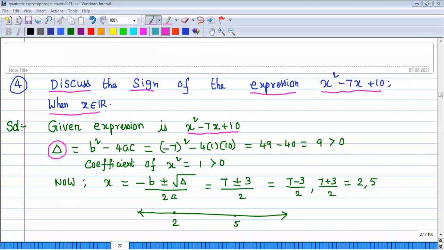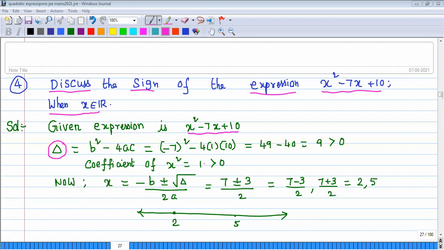So first, let us find out the roots. x is given by minus b plus or minus under root of delta upon 2a. So here b equals minus 7. Minus b means 7, plus or minus root 9. Root 9 is 3. So that means 7 minus 3 by 2, comma, 7 plus 3 by 2. So 2, comma, 5 are the roots. So on a number line, just look at the 2 comma 5.